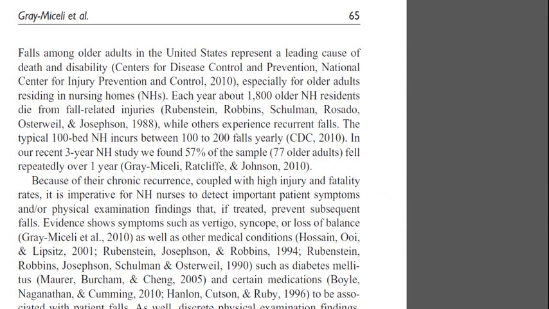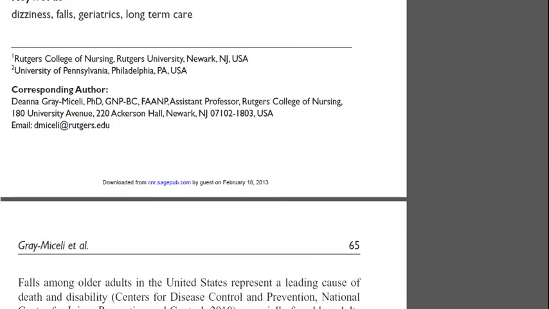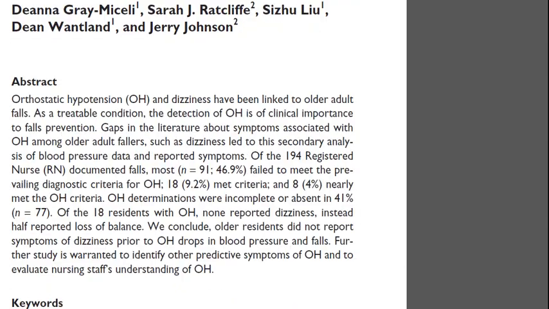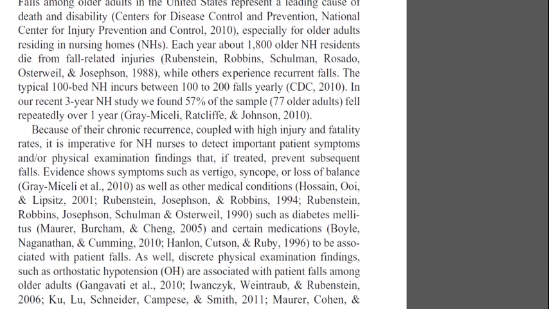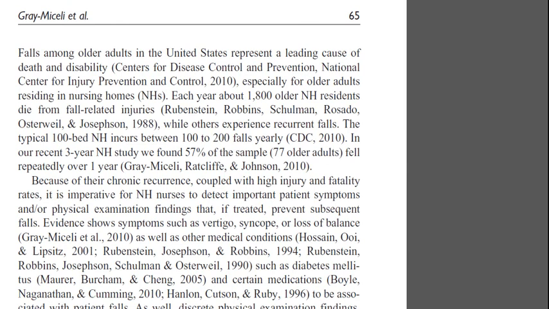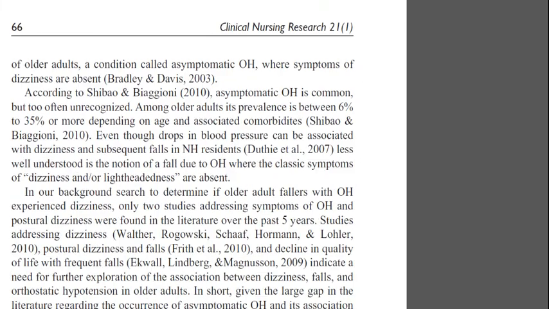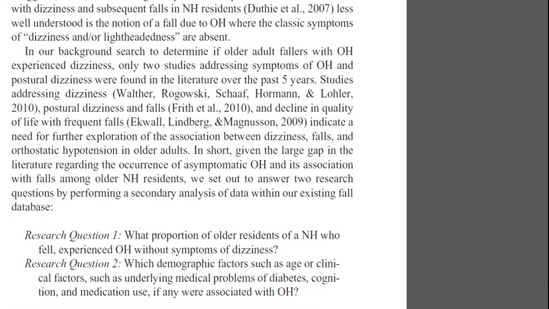Here is the introduction, but as you can see, there's not a title for that, and that's just the journal type. It goes on to do what we know an introduction would normally do. Now, this introduction is giving us research questions, and that's great. So it's building its case. It says here, we set out to answer two research questions by performing a secondary analysis of data within our existing full database, and it's got the two questions. That's really good. Okay.